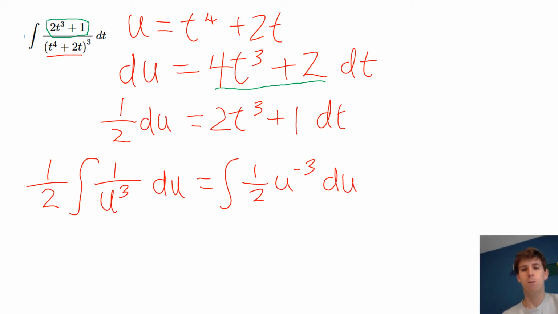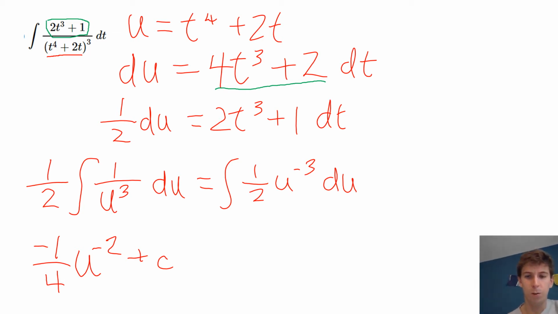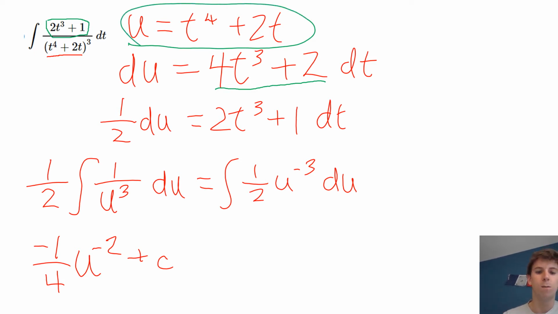And then I'm just going to use the reverse power rule here. So add 1 to the exponent, so I'll have u to the -2. And then divide by my new exponent, so dividing by -2. 1/2 divided by -2 will be -1/4 plus c. Beautiful.